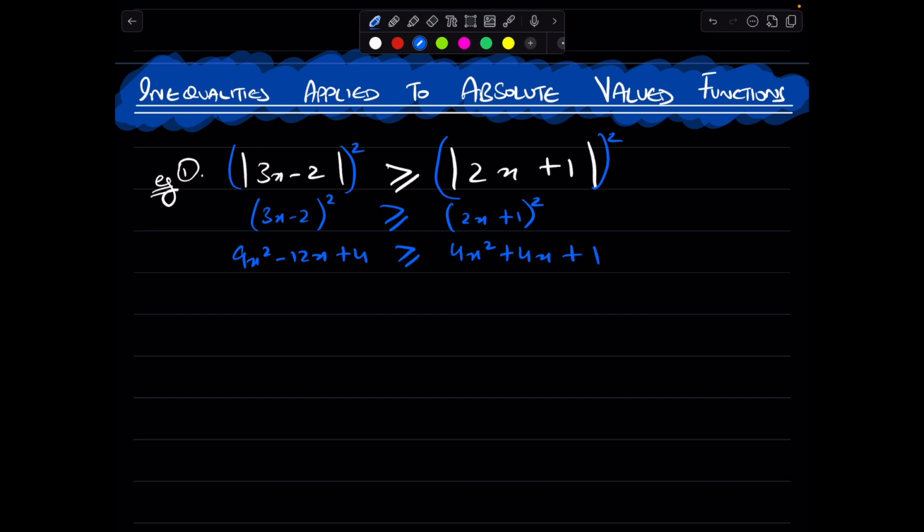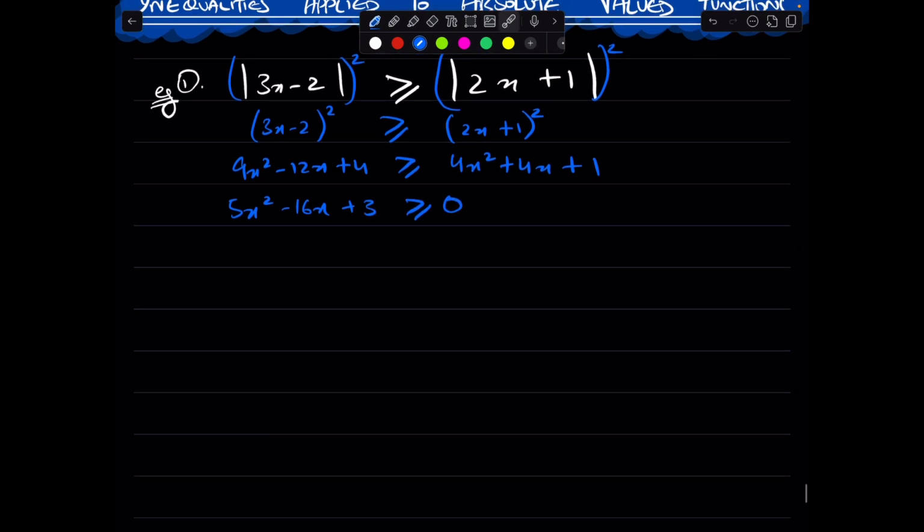Take everything to one side. So we'll be left with 5x squared minus 12 minus 4, which is 16, so minus 16x, and a plus 3 is greater than or equal to 0. So now we have a quadratic inequality. The first step will be to find the roots.